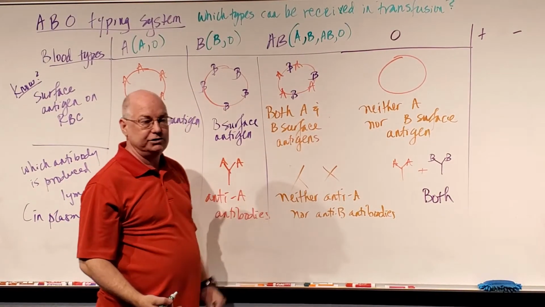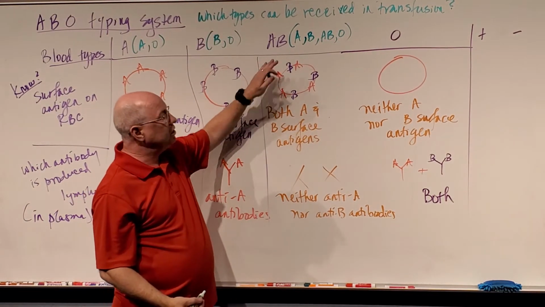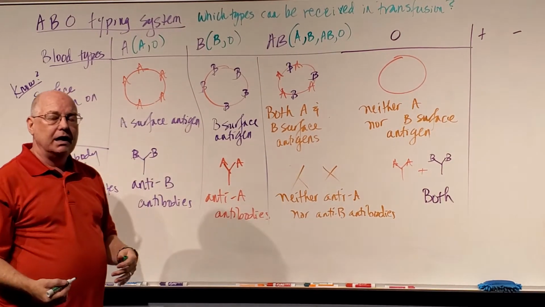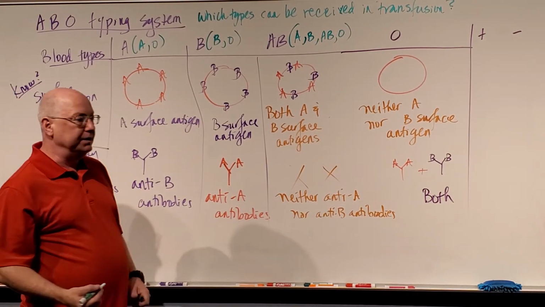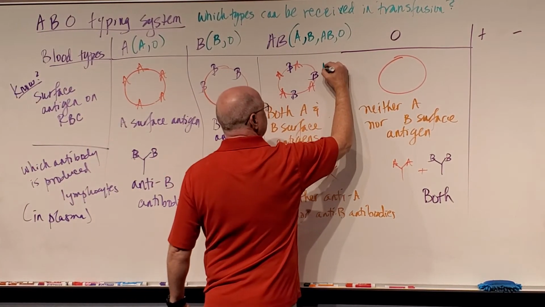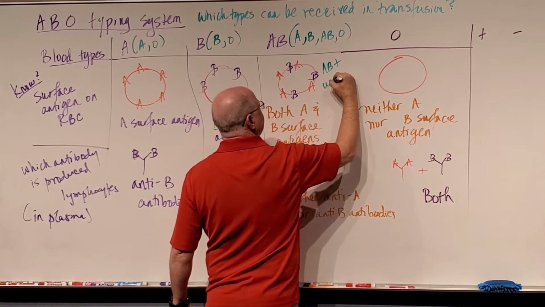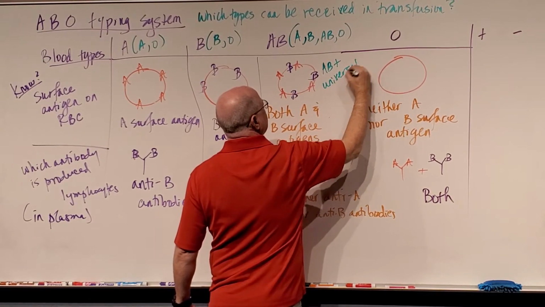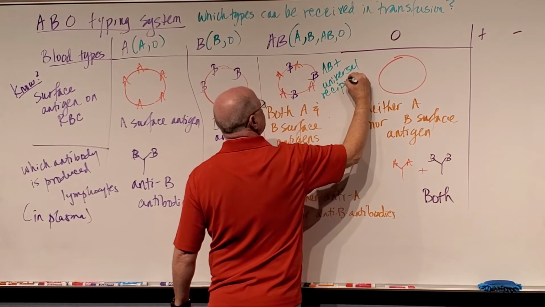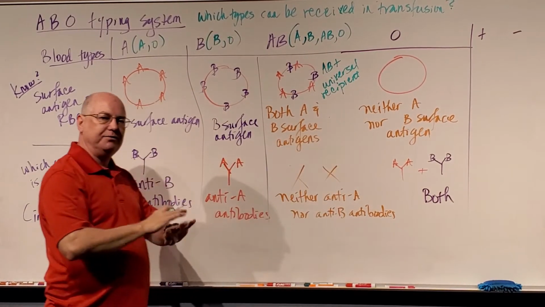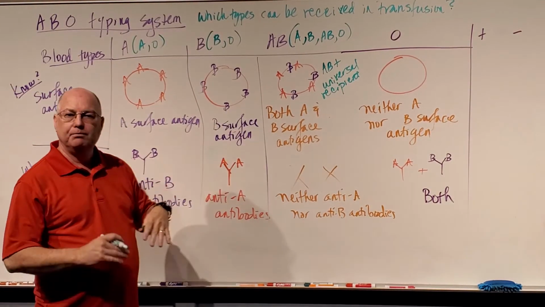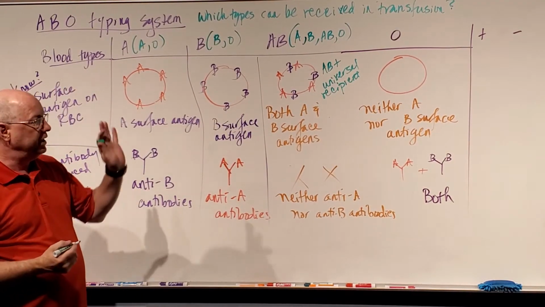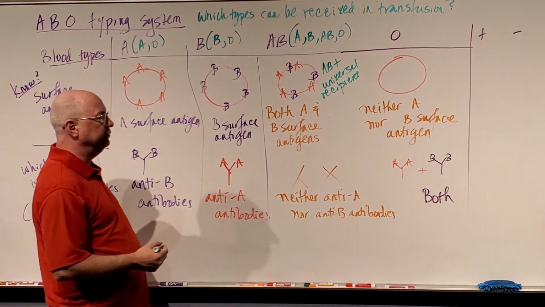There's no surface antigens. So sometimes we talk about someone who's AB as being a universal recipient, particularly if somebody is AB positive. It's called a universal recipient because they can receive blood from anyone, A, B, AB or O, positive or negative, doesn't matter. And we haven't gone over positive and negative, we will, bear with me.